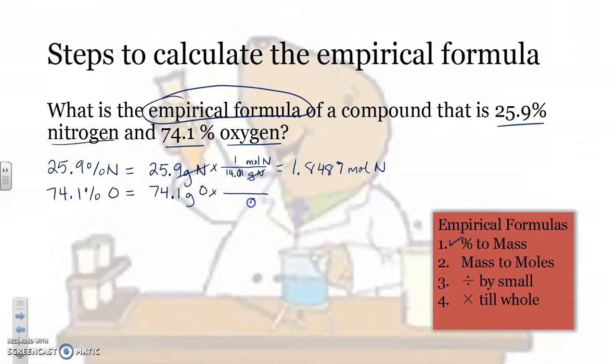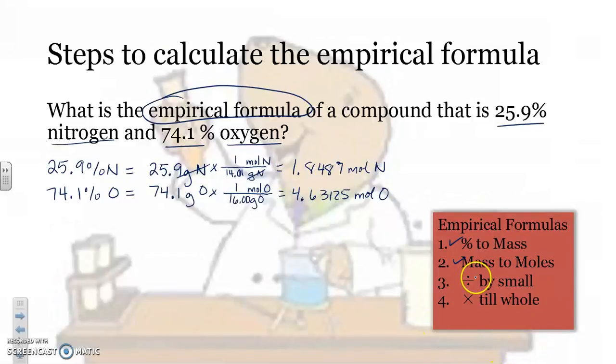Okay, same thing on this one. We put grams of oxygen on bottom because we want to get rid of those, and moles of oxygen on top. 1 mole of oxygen is equal to 16.00 grams of oxygen. And we do the math. Calculator gives us 4.63125 moles of oxygen. All right, step 2 done.